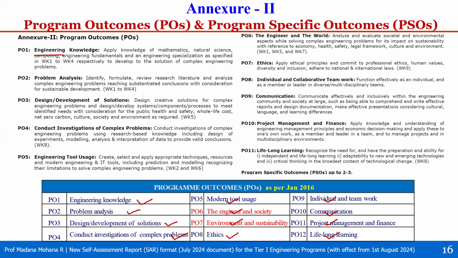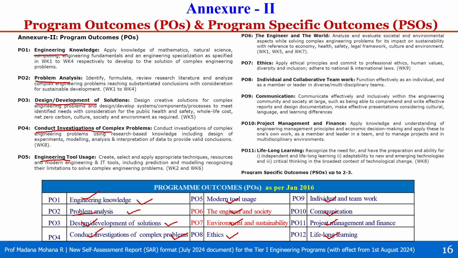So PO1 engineering knowledge, this is same as the old one. Then PO2 problem analysis, this is also same as the old one. Then PO3 design or development of solutions, this is also same as PO3. Then conduct investigations of complex problems, here PO4 is same. Then PO5 engineering tool usage, now modern tool usage is the same, PO5 is also same.